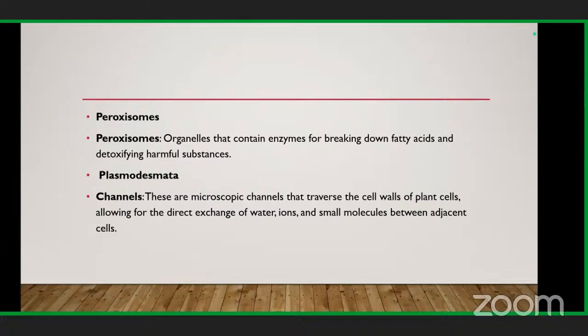Next part is the plasmodesmata. Do you know what plasmodesmata are? They are very microscopic channels that traverse the cell wall of plant cells, and they allow direct exchange of water, ions, and small molecules between adjacent cells, meaning between neighboring cells. Due to this plasmodesmata channel, direct transfer and exchange of water, ions, and small molecules is possible. That is the role of the plasmodesmata.